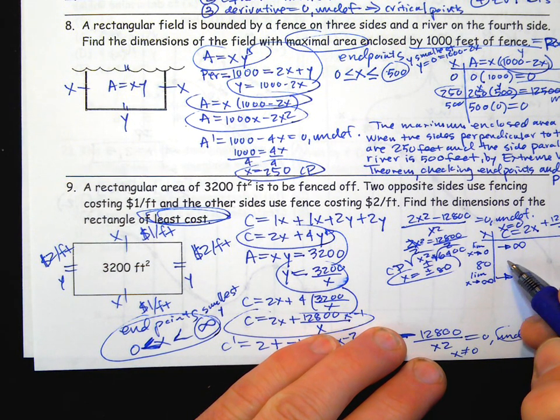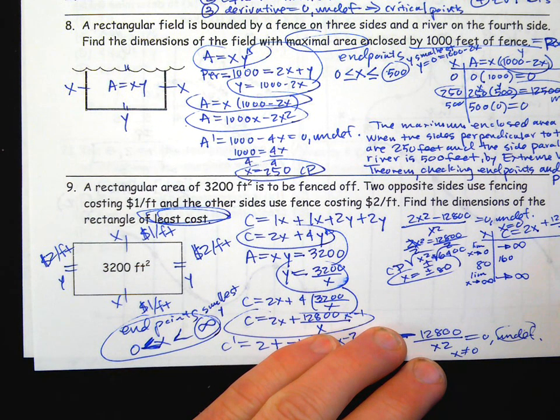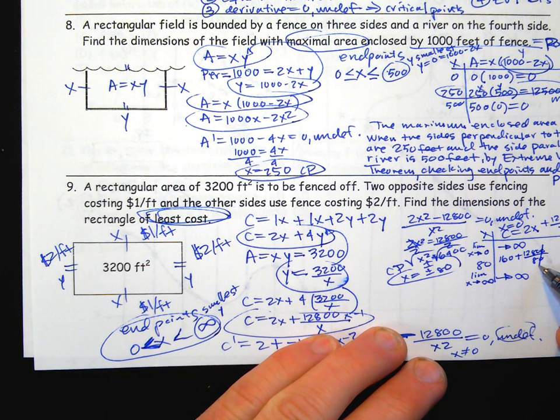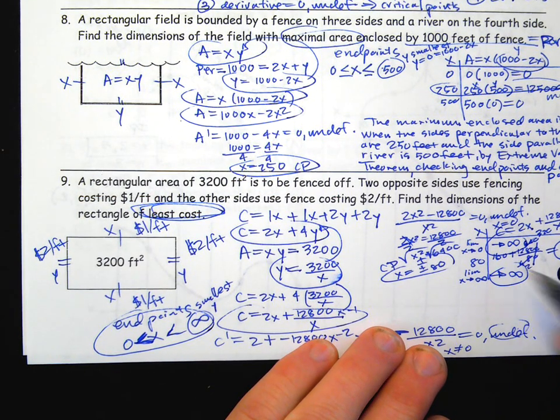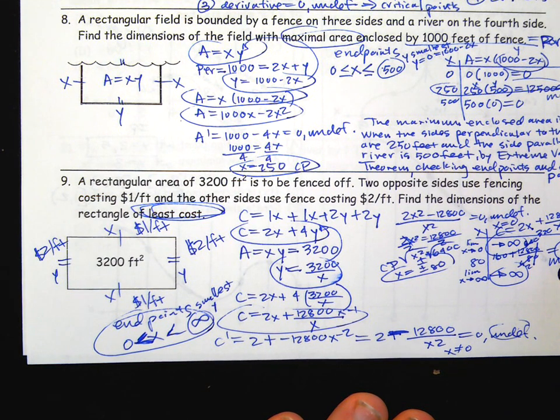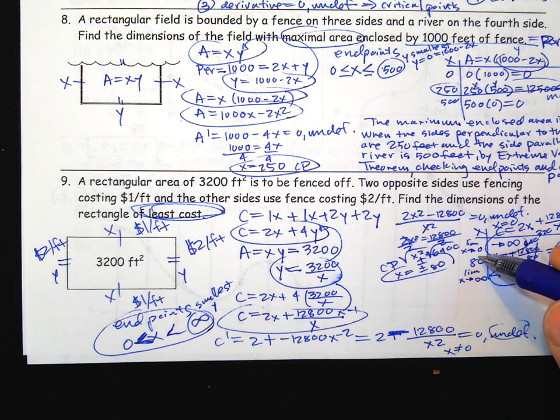And when you plug 80 in, you get 160 plus 128 over 80. And we could say, well, that's 640, 320, 160. So the whole thing is going to be 320. The cost is 320. Now, what's the smallest cost? Infinity, or 320? Well, this is definitely the smallest. So that's your minimum.